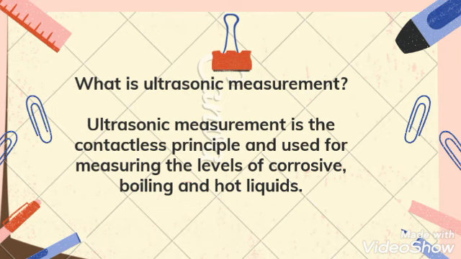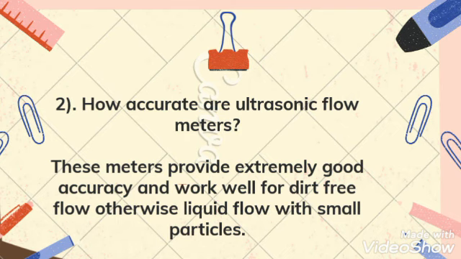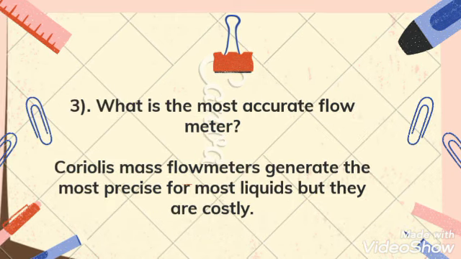Now we will see the question, what is ultrasonic measurement? Ultrasonic measurement is a contactless principle used for measuring the level of corrosive, boiling and hot liquids. Because they are contactless, we can measure these. How accurate are ultrasonic flow meters? These meters provide extremely good accuracy and work well for dirt-free flow, or liquid flow with small particles.